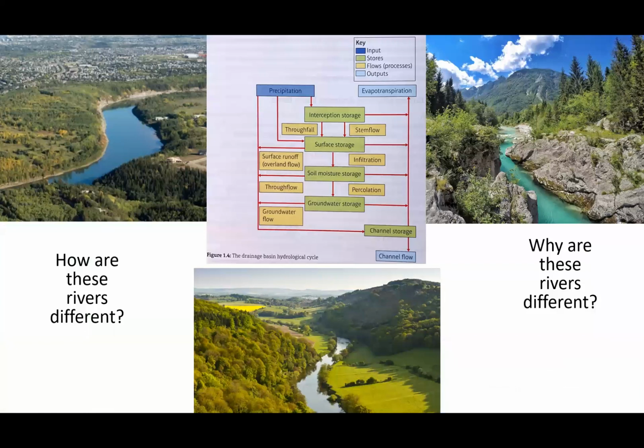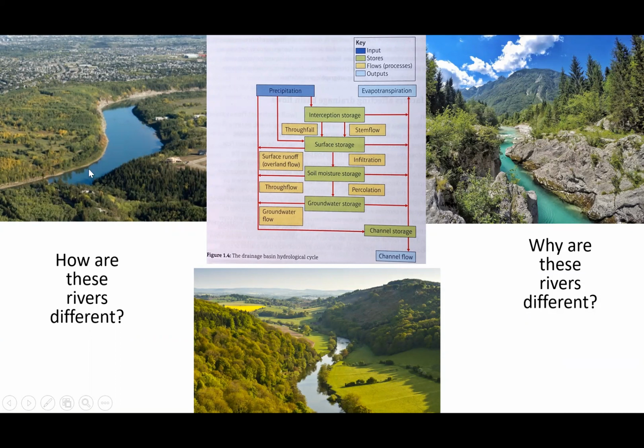So now that we've learned that, I want you to apply it to the images that we looked at the start. How are these rivers different? Why are these rivers different? For example, how might the inputs be different, the precipitation in different areas? You might have to make an assumption. How might things like interception be different? How might throughflow be different, surface runoff?